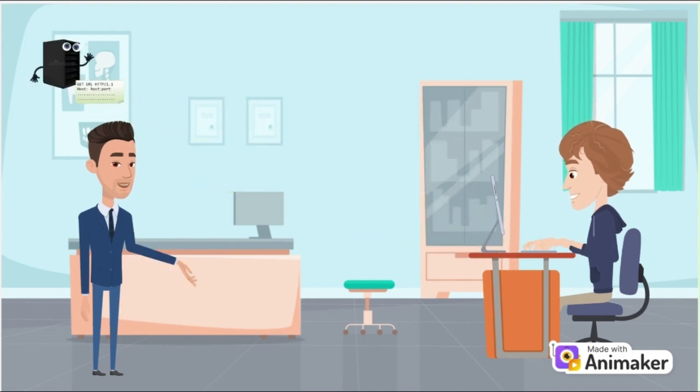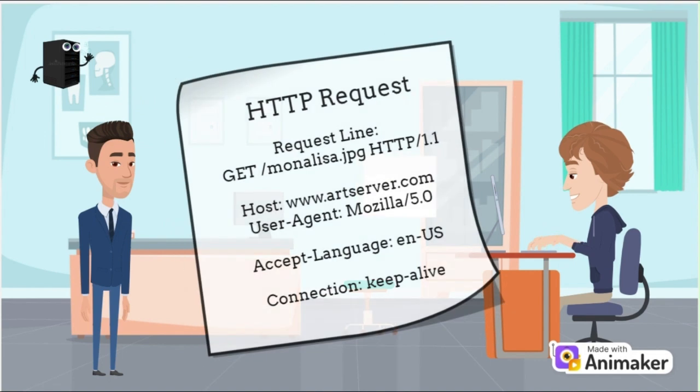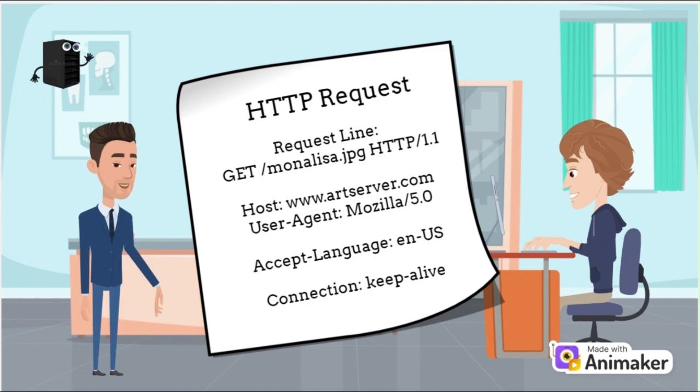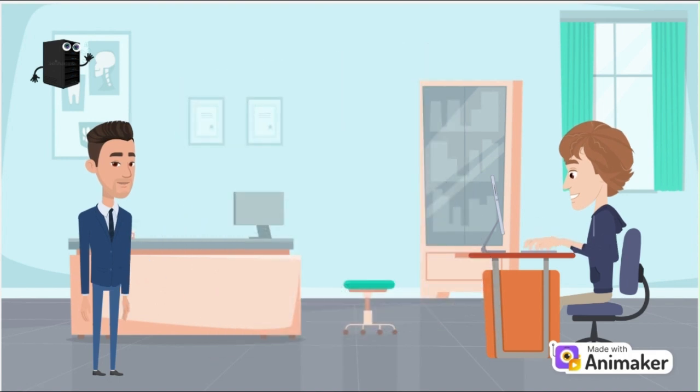This HTTP request includes several key elements: the URL of the resource being requested, the HTTP method, in this case a GET request, and headers containing information like the user's browser type, language preferences, and more. Let's break down the HTTP request. The request line specifies the HTTP method and the path to the requested image, /monalisa.jpg. The host field indicates the server to which the request is being sent. The user agent header provides details about the client's browser, and the connection header is used to maintain the connection for future requests, optimizing the communication process.